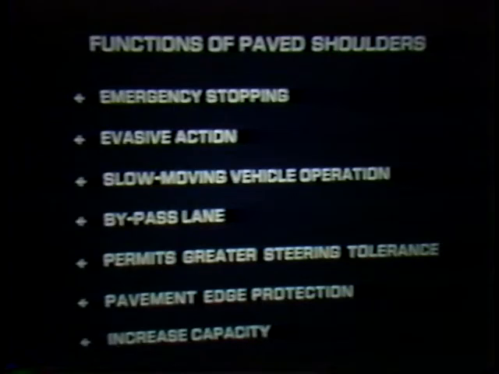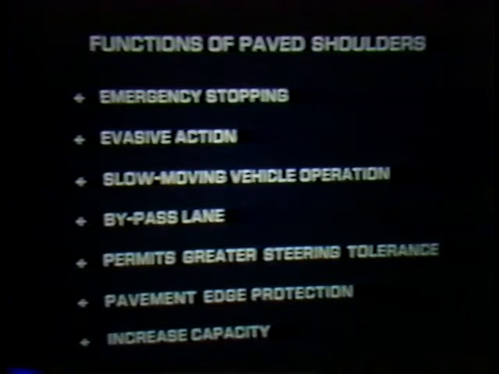Any shoulder should provide the capability for emergency stopping. The shoulder should also be a surface where drivers can recover steering control when swerving out of the travel lane to avoid a collision or a hazard. Stabilized shoulders provide the surface needed for emergency stopping and evasive action. When a shoulder is paved, many other functions are possible in addition to these two.